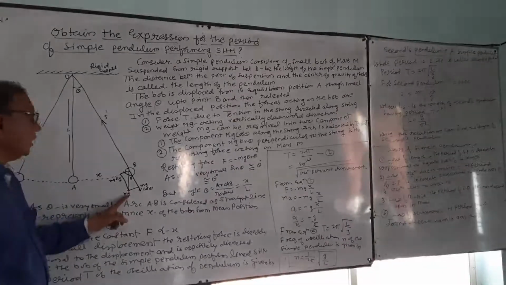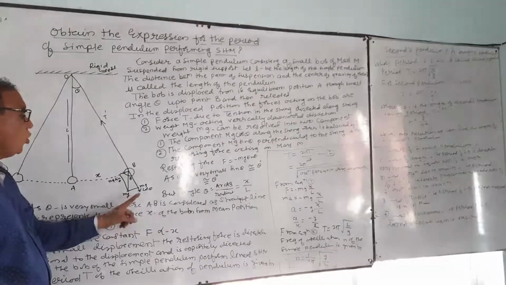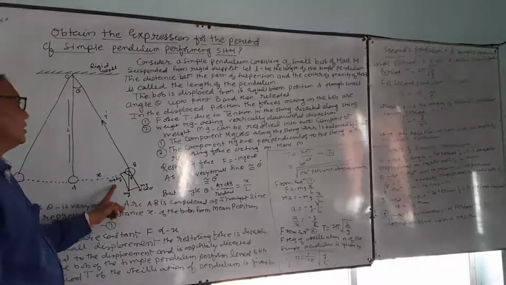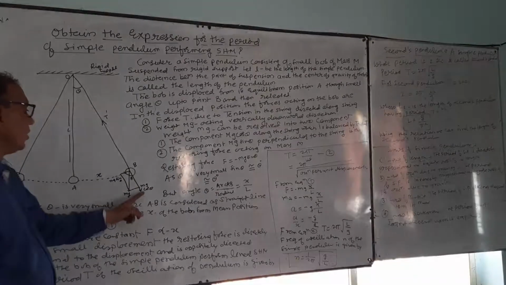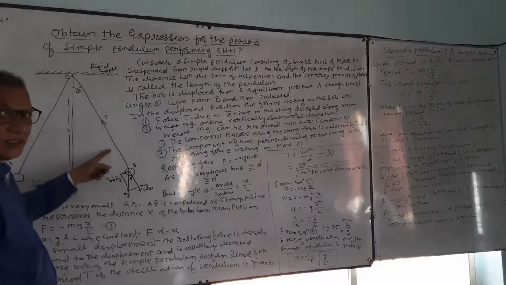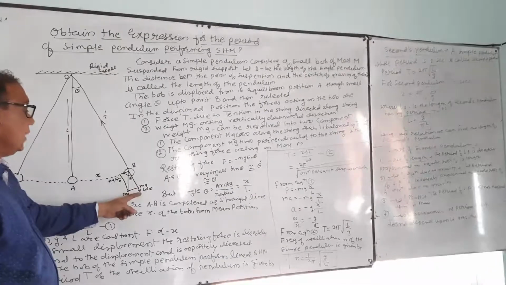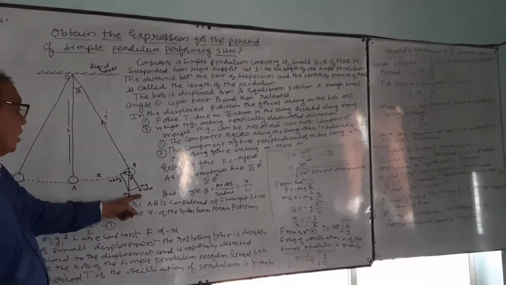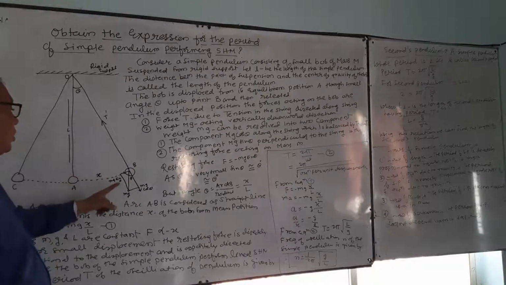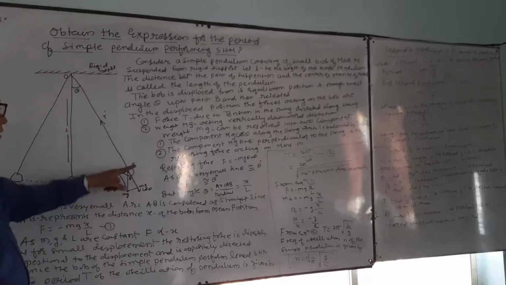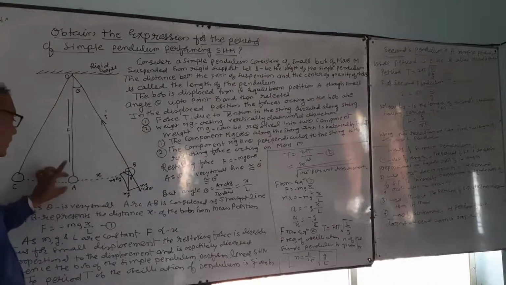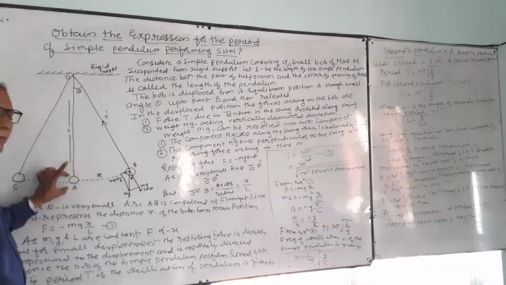This weight mg can be resolved into two components. One is mg cos theta, another is mg sin theta. The component mg cos theta along the string is balanced by the tension T, and the component mg sin theta, perpendicular to the string, is the restoring force acting on this bob of mass m.